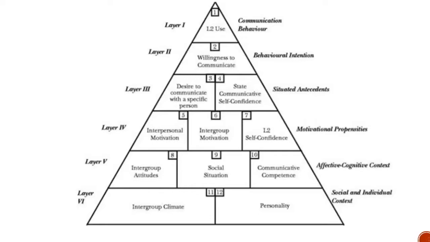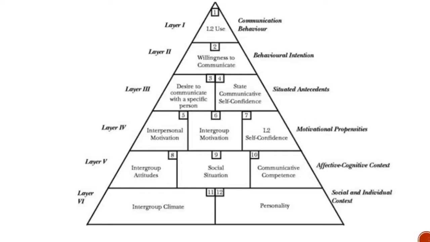This pyramid consists of six layers, which show the importance of the variables in the process. We can see, for example, that at the top of the pyramid we have the ultimate objective of the process, which is second language use. And then we can also note that to get to the level of willingness to communicate, we have to have already the other variables at the bottom of the pyramid.